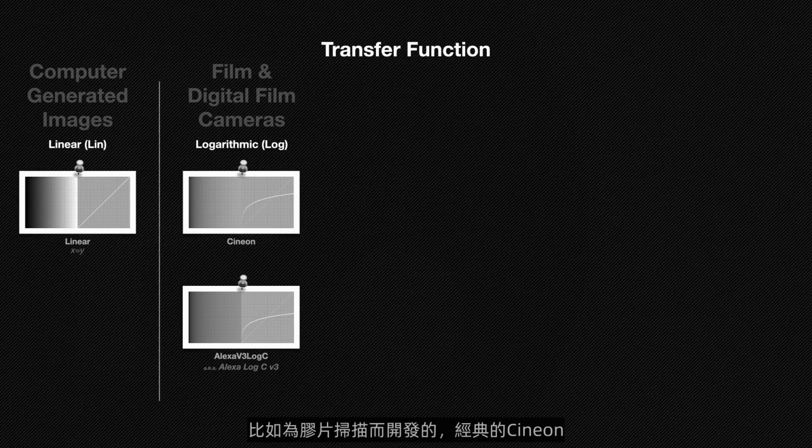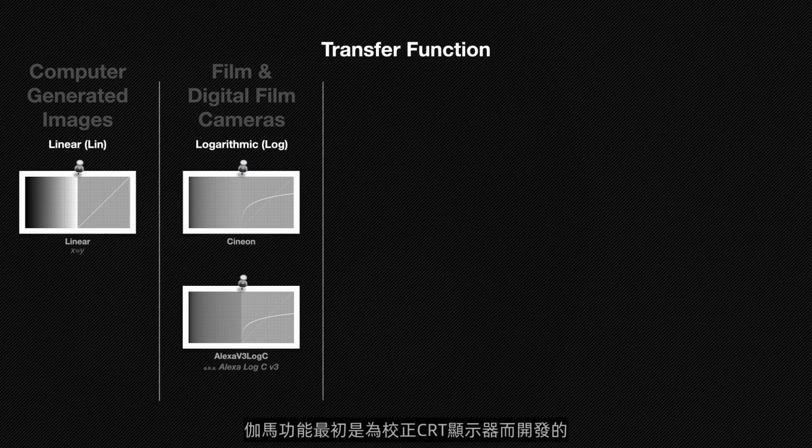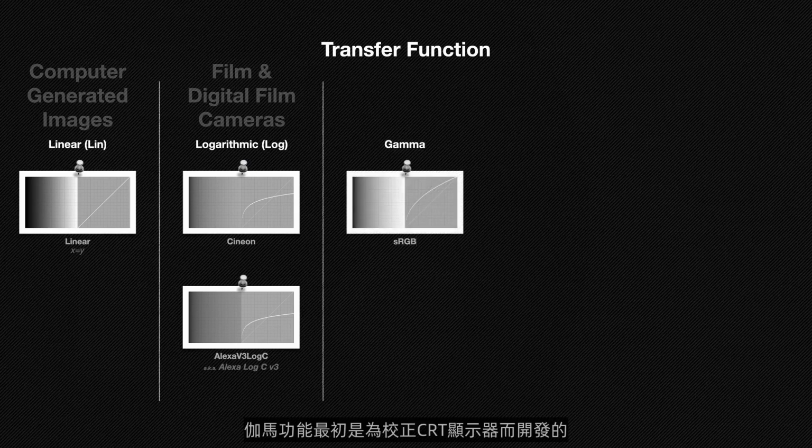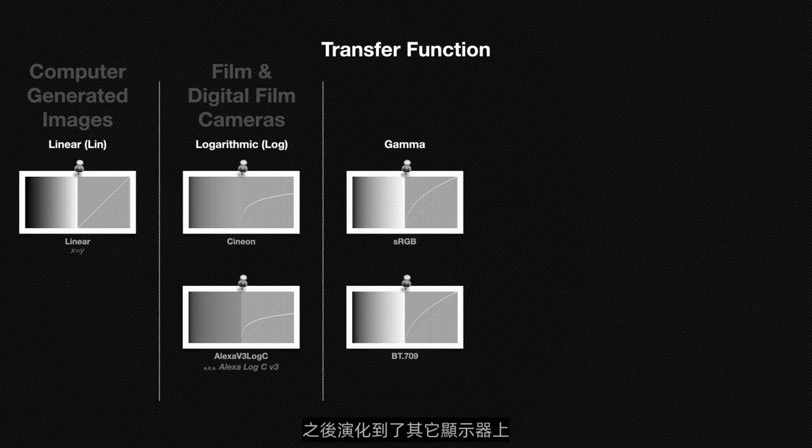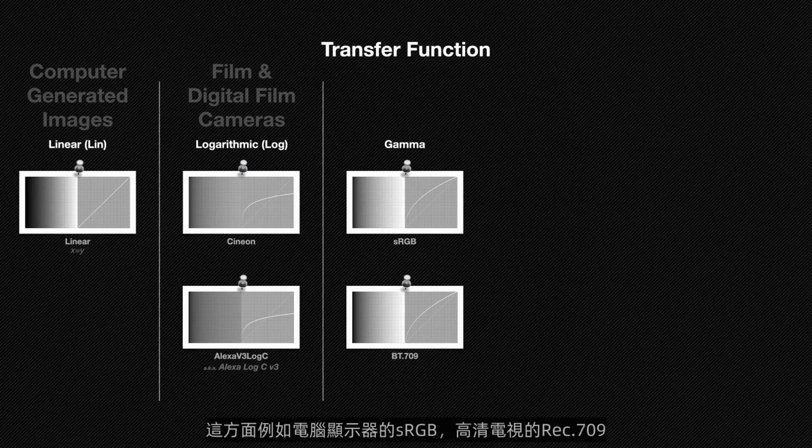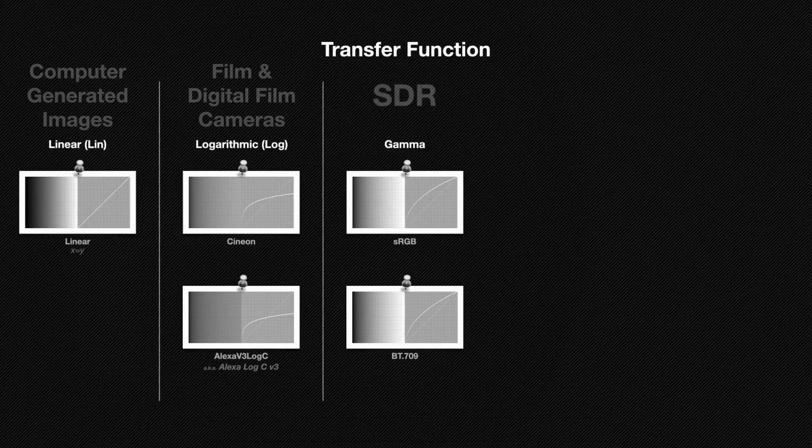The classic Xenon, developed for film scans, and the newer Alexa Log-C are part of this category. The gamma function was originally developed for correcting CRT monitors and then evolved for other displays. It maintains the endpoints of the curve intact, normalized 0 and normalized 1, but remaps the other values in between. Examples of this are the sRGB for computer monitors and the Rec 709 for HD TV.